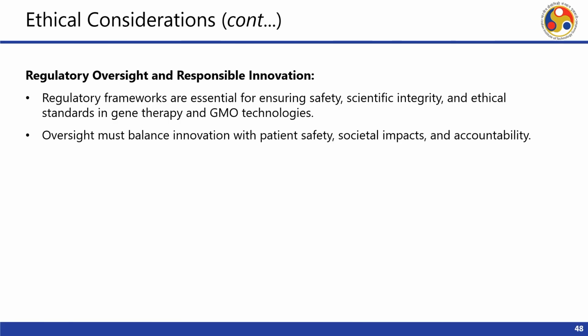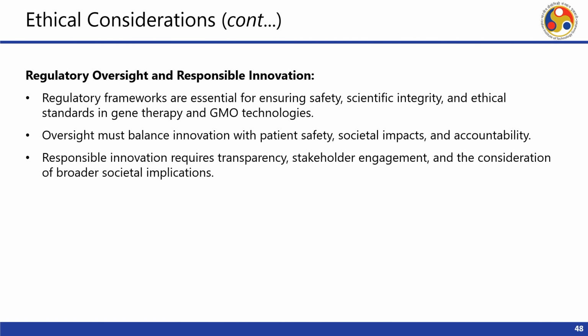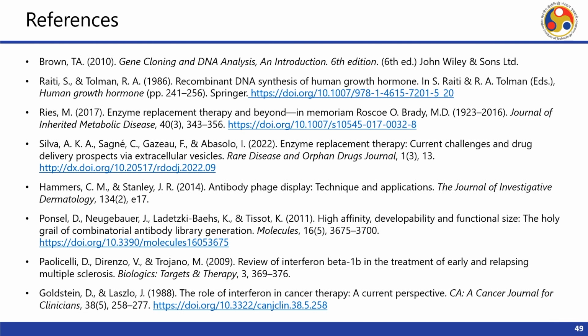Other important issues are regulatory oversight and responsible innovation. Regulatory frameworks are essential for ensuring safety, scientific integrity and ethical standards in gene therapy and GMO technologies. Oversight must balance innovation with patient safety, societal impacts and accountability. Responsible innovation requires transparency, stakeholder engagement and consideration of broader societal implications.